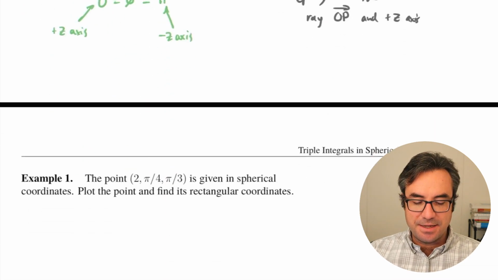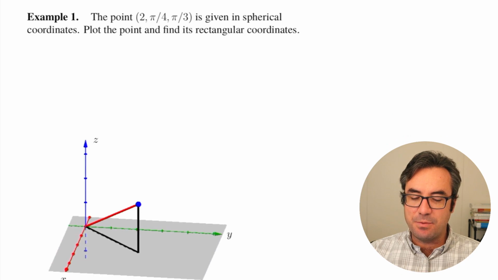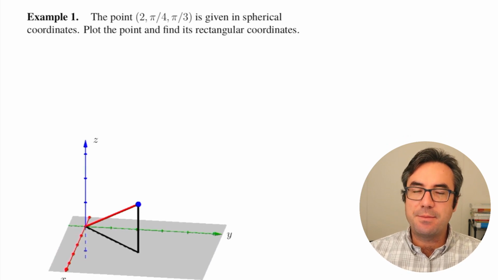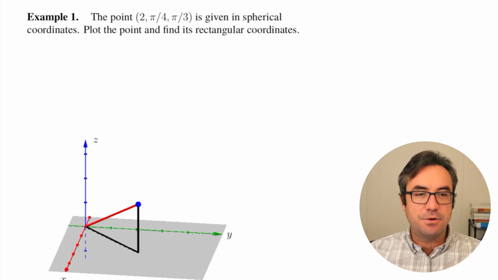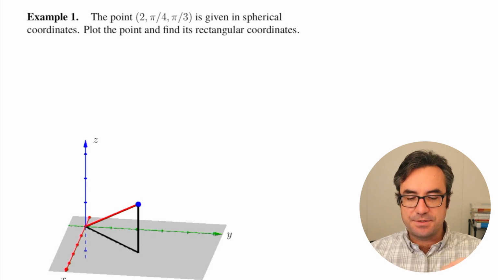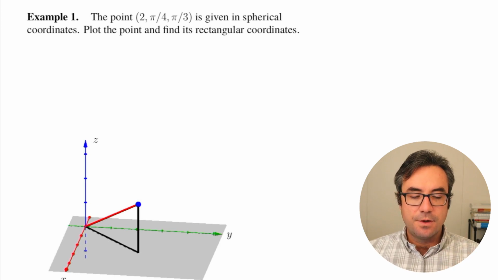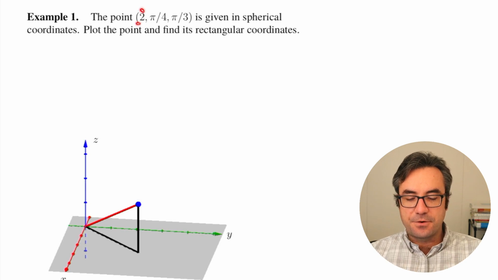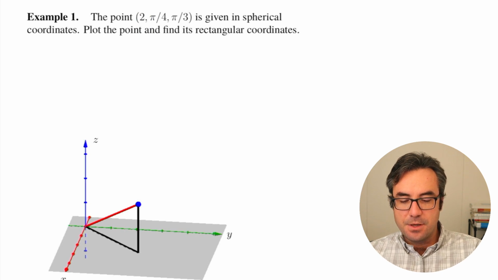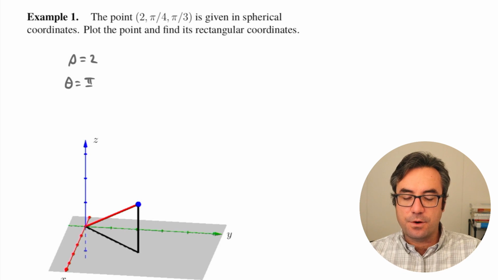All right, so let's try an example here. Let's look at example 1. We have this point 2, comma pi over 4, comma pi over 3, and we want to convert this. It's given in spherical. We want to convert it to regular rectangular coordinates. So when we're given a spherical coordinate for a point, the first value here is rho. So when we look at this, the rho value is 2. The theta value is pi over 4, so that's the next one. And then our phi value is pi over 3.